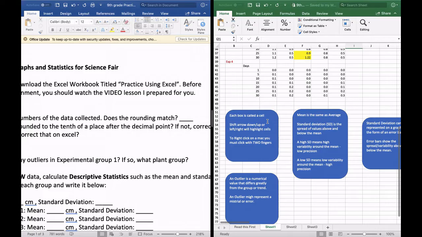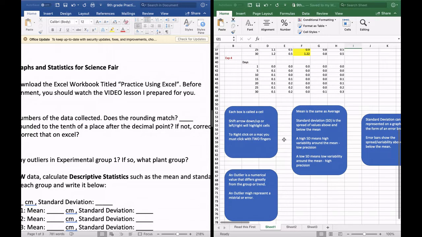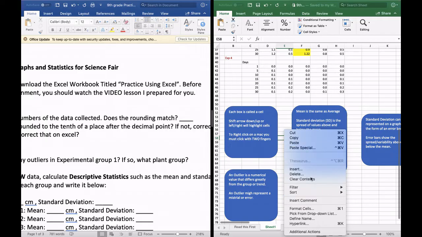And right here I've added these blue boxes that give you instructions in case you forgot how to do certain things. I'm reminding you here that you can use the shift arrow down or the shift arrow up key, or the shift arrow left or right key to highlight your cells. Also remember that with a Mac, in order to right click, you must right click with 2 fingers, and a drop down tab will open like so.